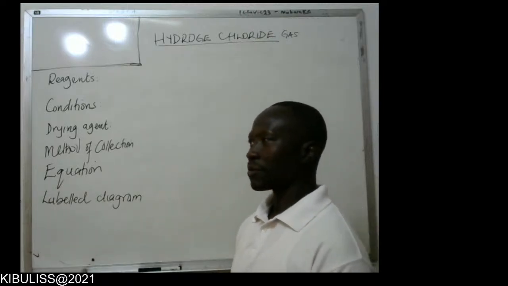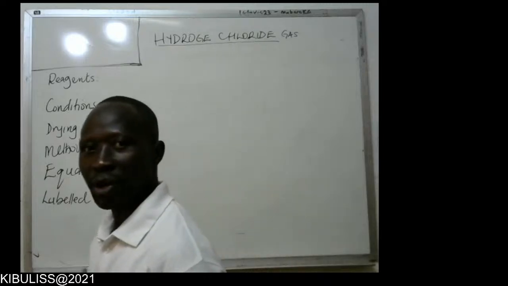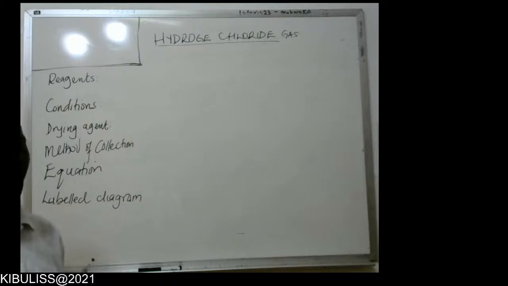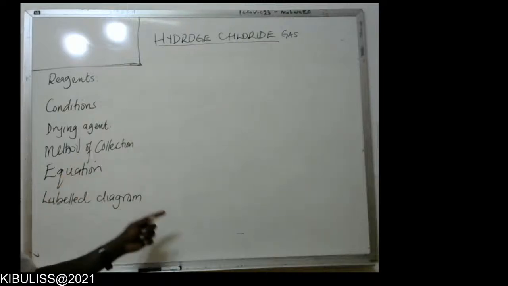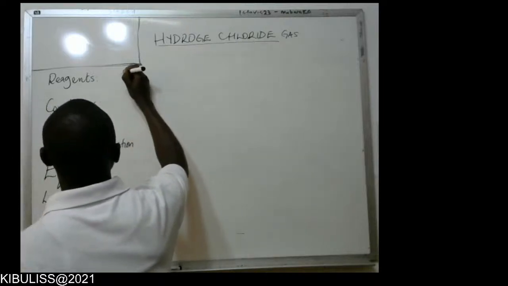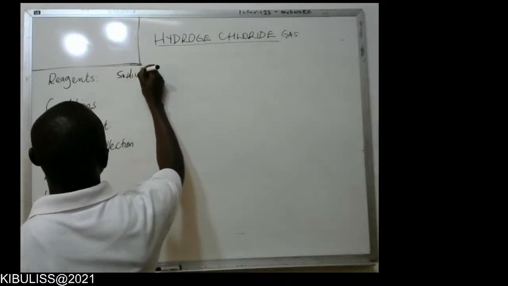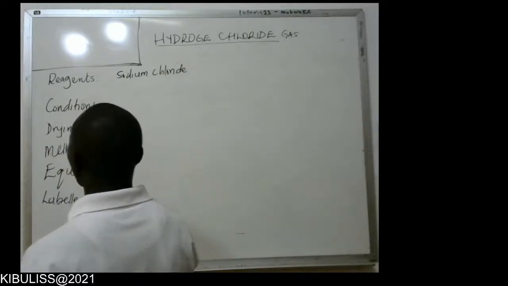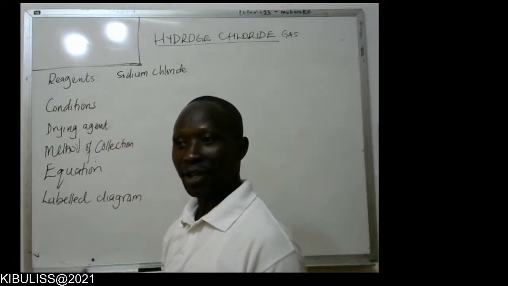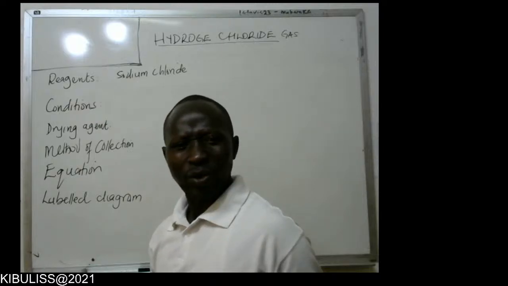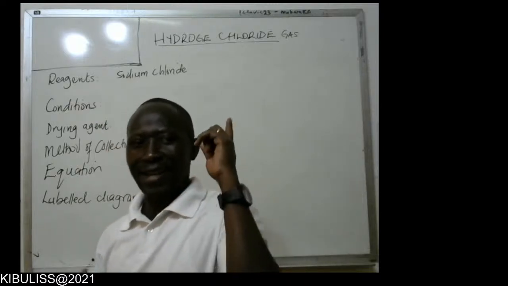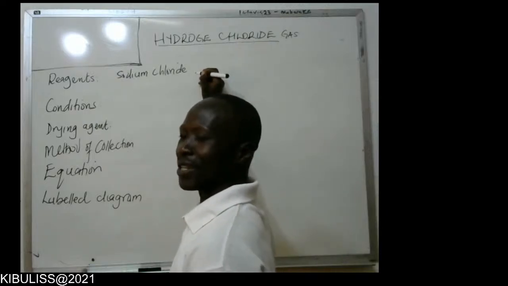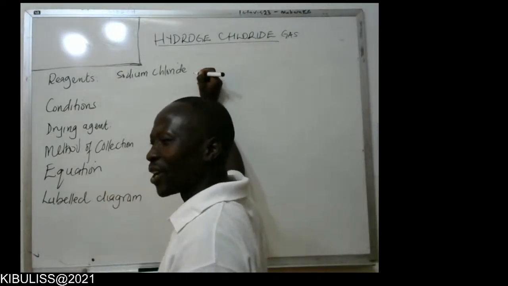So, from the notes, from what we have read, from what we have researched, what are our reagents required in order to prepare hydrogen chloride gas? We shall need sodium chloride. We can also use potassium chloride. We can use any chloride other than lead 2 chloride and silver chloride only.